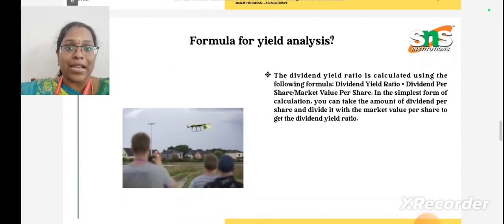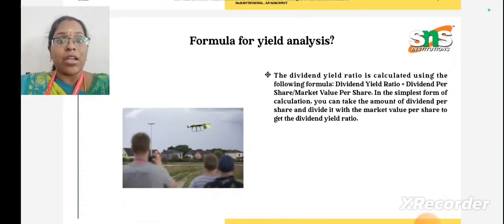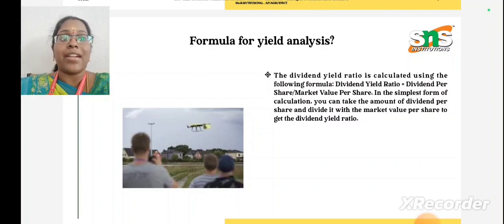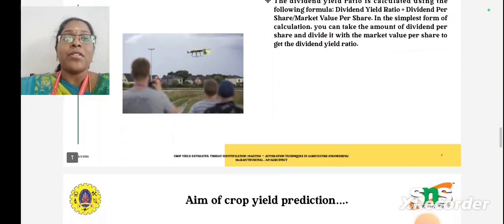Formula for yield analysis. Since we are seeing something about crop yield analysis, it is necessary for us to know about the yield analysis. The dividend yield ratio is calculated using the formula: dividend yield ratio equals dividend per share divided by market value per share. So this is how we calculate it in the simplest way: take the amount of dividend per share and divide it by the market value per share to get the dividend yield ratio.